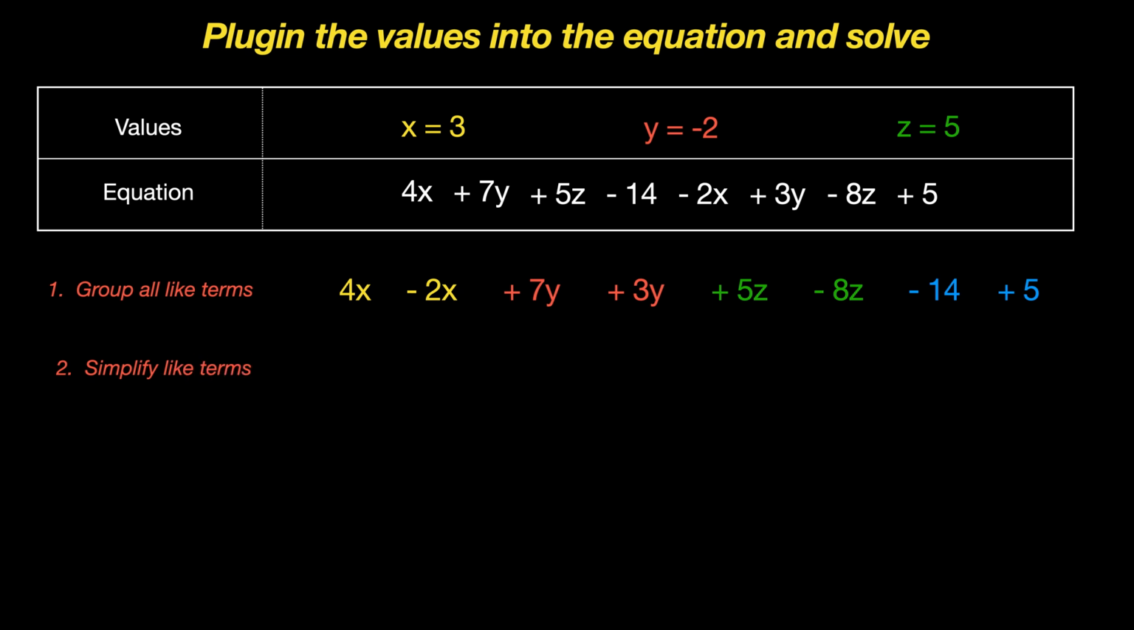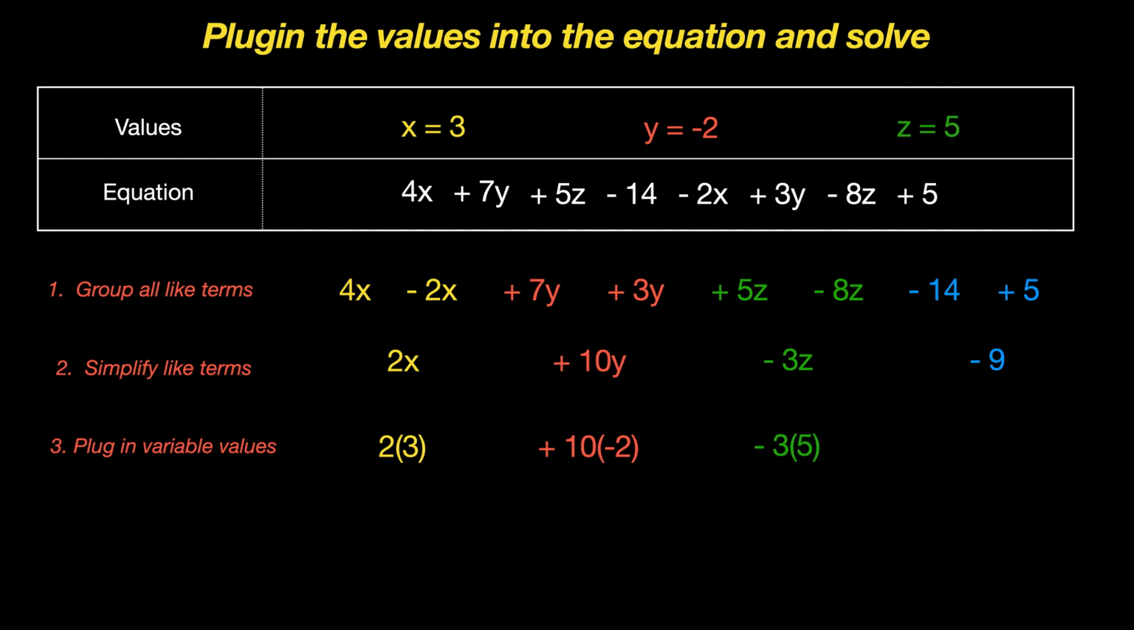And again, we'll go through quick. So we got 2x plus 10y minus 3z minus 9. And now we're just going to plug in our variables up top into those variables below. So we got x is 3, so we got 2 times 3 for x. Y is negative 2, so we got plus 10 times a negative 2. Z is 5, so we got minus 3 times 5. And then you don't plug anything into the numbers, it just stays as a minus 9.